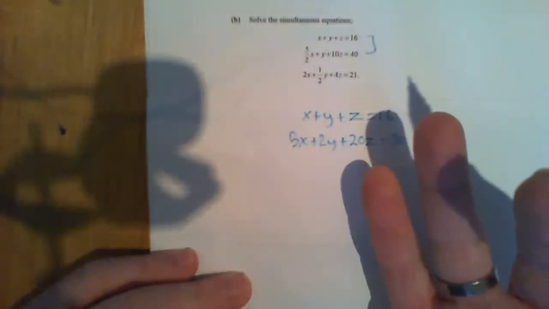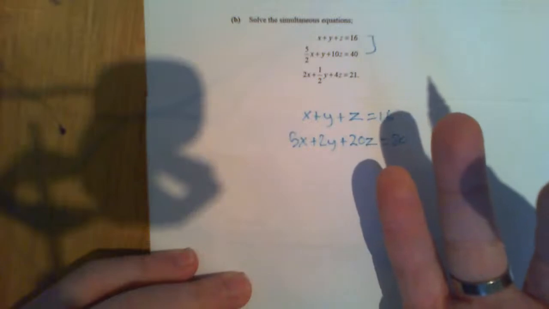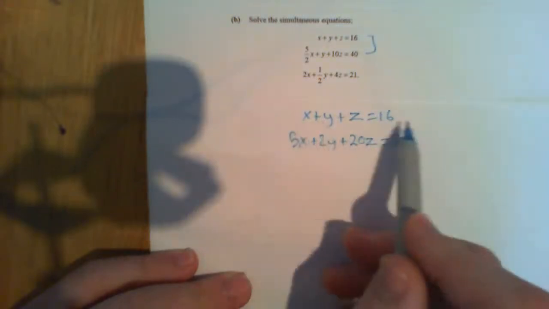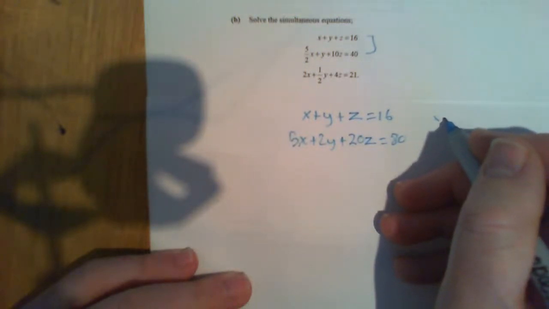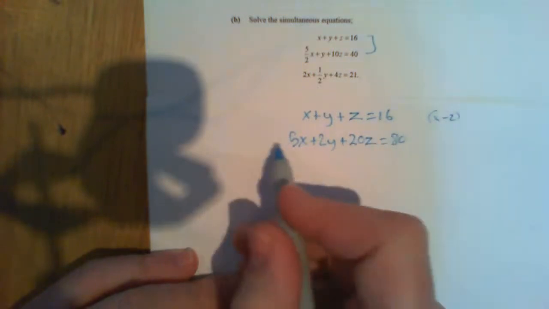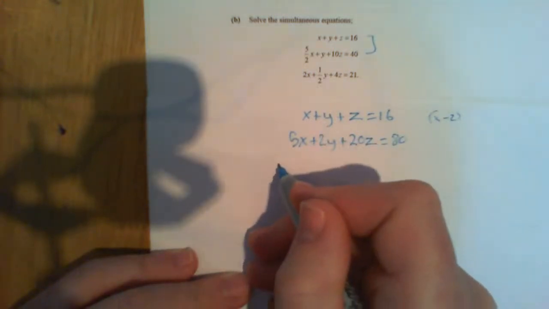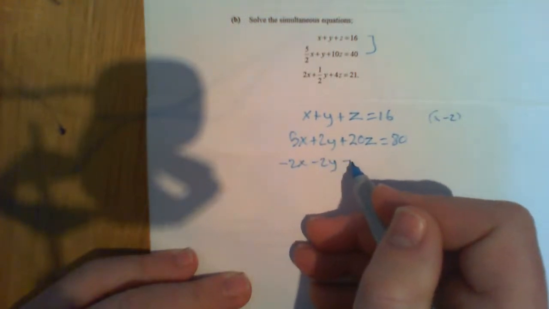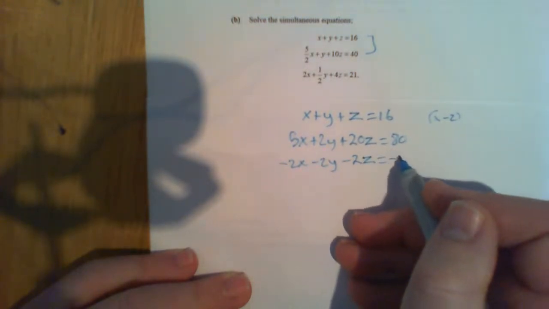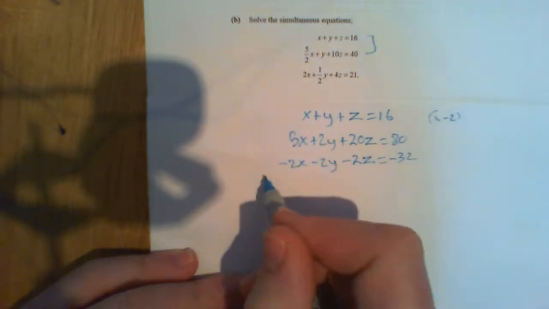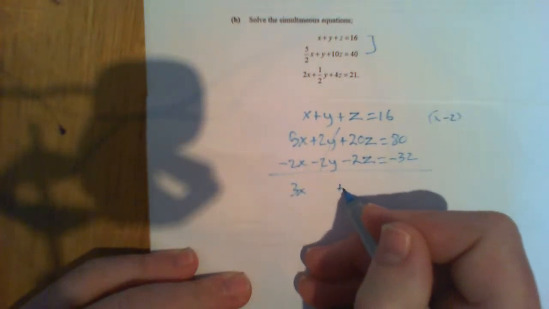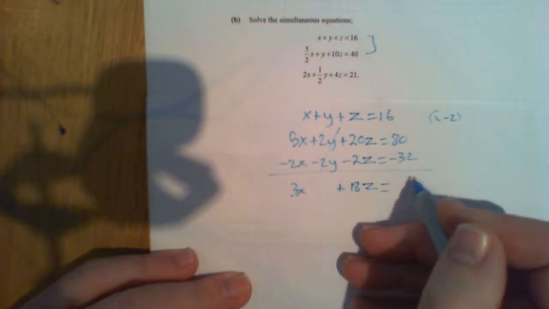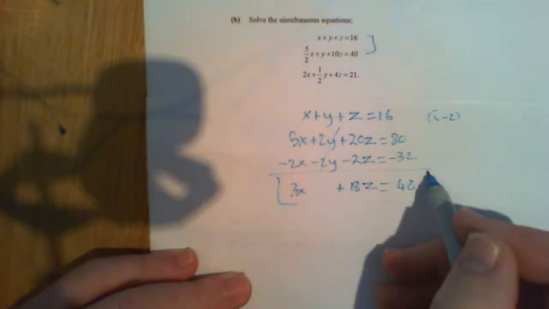So I need to cancel. So you pick the easiest one to cancel. Double the top one, change the signs type of thing. Okay, so we're going to multiply the top by -2. So I'm going to write the top under the bottom. -2x, -2y, -2z equal to -32. Cancels. We're left with 3x plus 18y, or sorry, plus 18z equal to 48. So that's equation number 1.